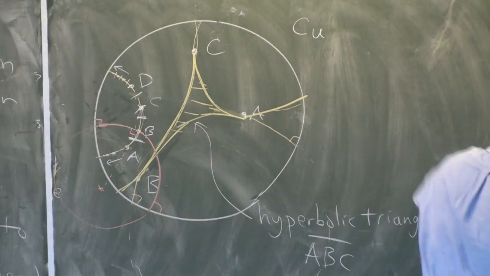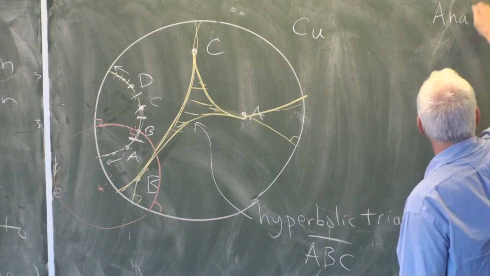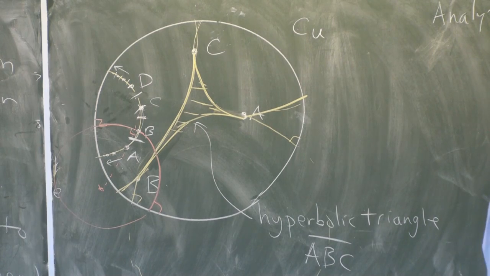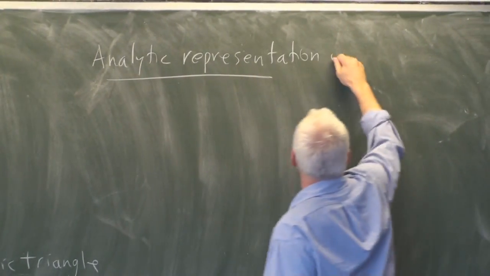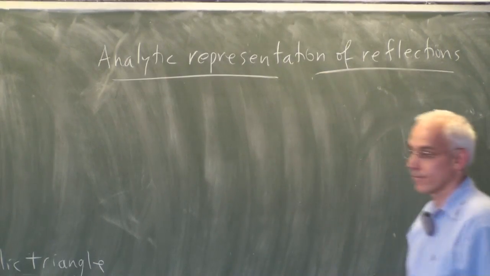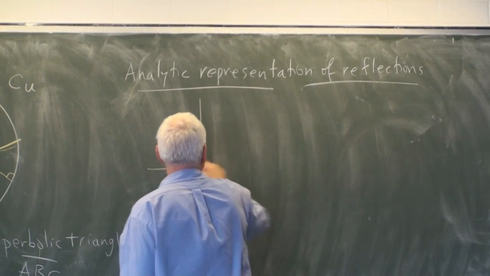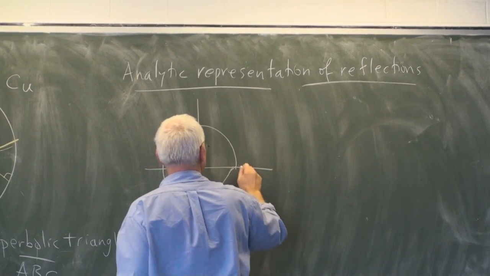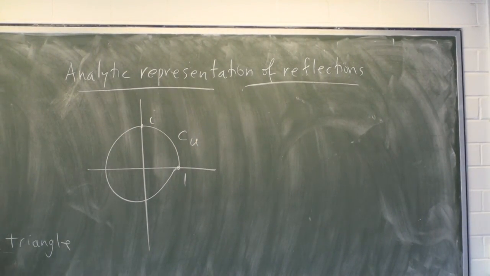All right, so drawing circles like this and inverting is pleasant geometrically, but if you want to do calculations, for that there's also an analytic formula, an analytic representation of our reflections. And for that we'll use our picture of C sub u as being inside the complex plane.